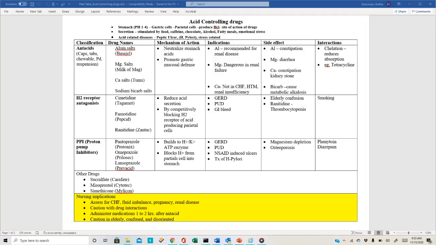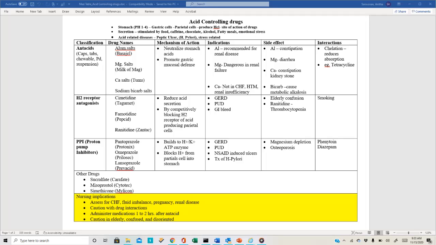If you look at antacids, most of these are available over the counter: calcium salts, magnesium salts, sodium bicarb salts, and alum salts, aluminum, that is. I do not expect you to know each and every detail, because depending on the type of magnesium or type of calcium or type of sodium, there could be different indications and different side effects. But for the purpose of this class, I just want you to know that there are different salts.